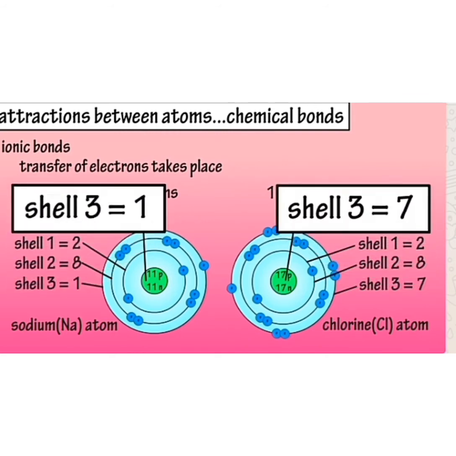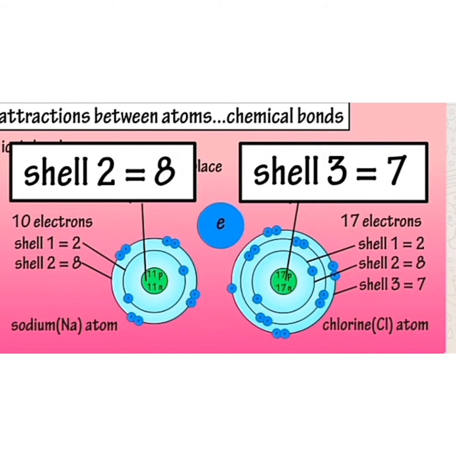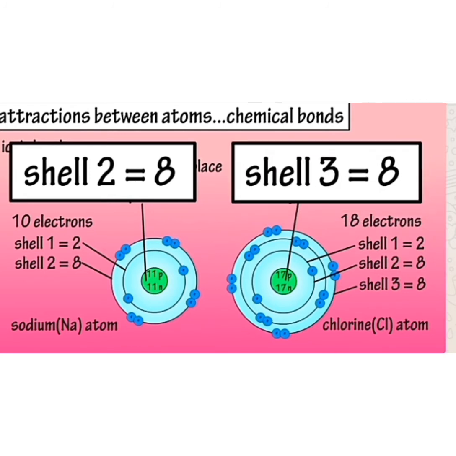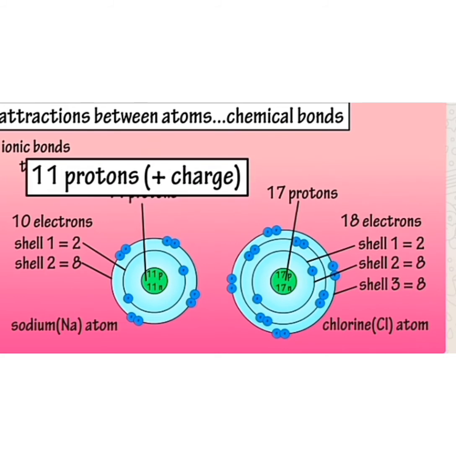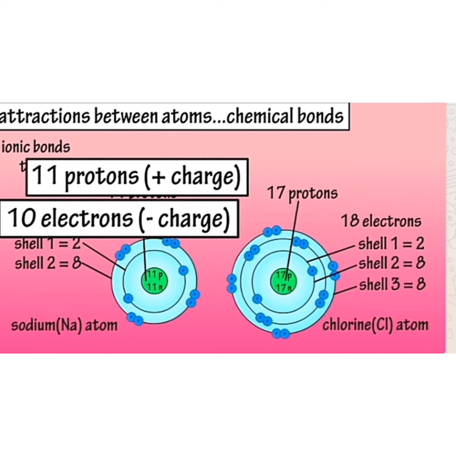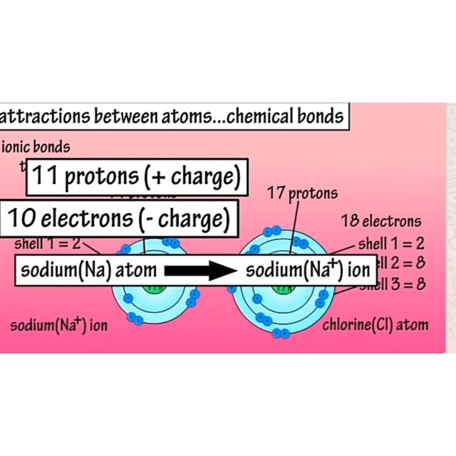We know that atoms want to have 8 electrons in their outer shell. So sodium can give up 1 electron, and now it has 8 electrons in its outer shell, and chlorine can take that electron from sodium, and that will give it 8 electrons in its outer shell. Since the sodium atom gave up an electron, it has 11 protons, which are positively charged, and 10 electrons, which are negatively charged. This results in the formation of a sodium ion with a positive charge.